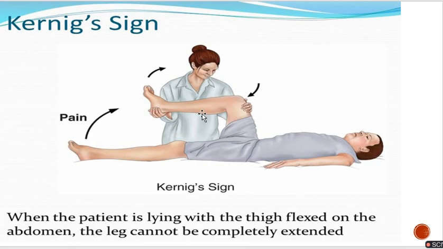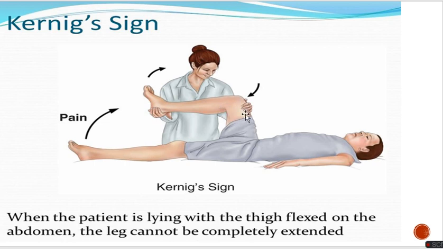Then there is the Kernig sign. In the Kernig sign, what are we doing? We are trying to flex the hip joint. When we flex the hip joint and also try to extend the knee joint, the patient feels pain, because when we try to extend that area there is a spasm in the hamstring muscle. Here is the hamstring muscle. So actually we did this thing.